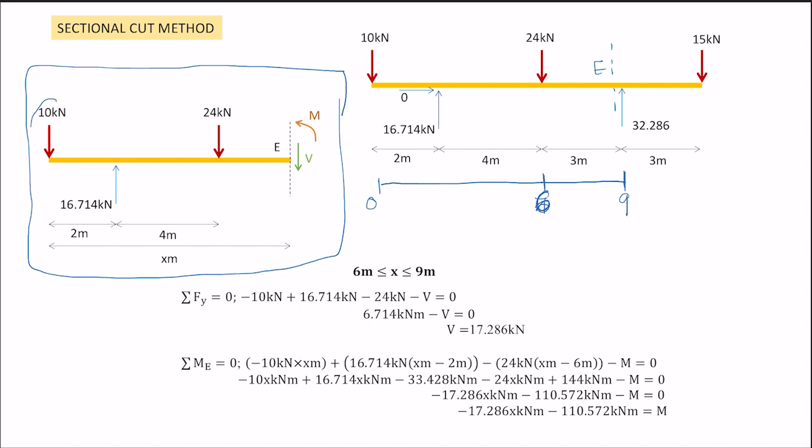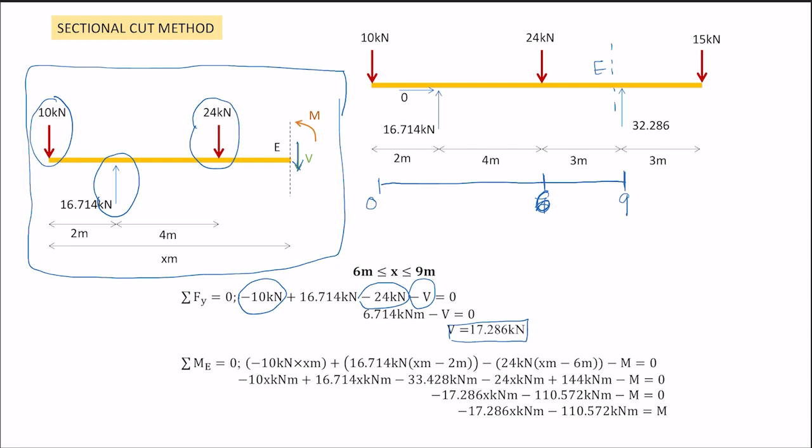We have one force or loading, 10 kilonewton downward. That's why it is negative. We have the reaction going up, positive 16.714. Another loading downward, minus 24. And we have the reaction of V downward, negative V equal to 0. So V is 17.286 kilonewton.